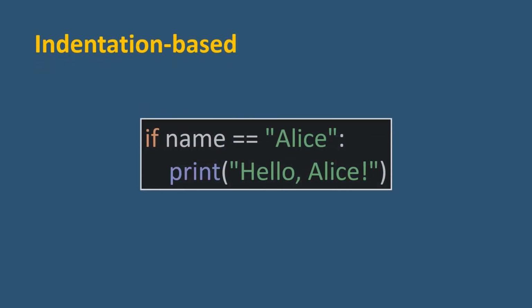Here's a simple example in Python. In this code, we use indentation to show the interpreter that the print statement belongs to the if block. If the name variable is not Alice, the print line will be skipped.